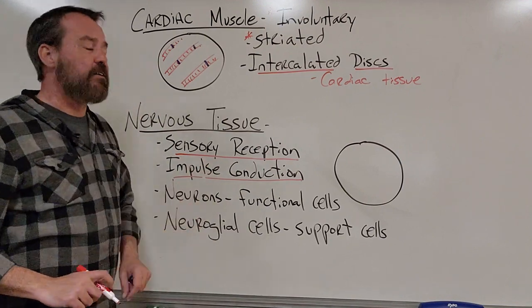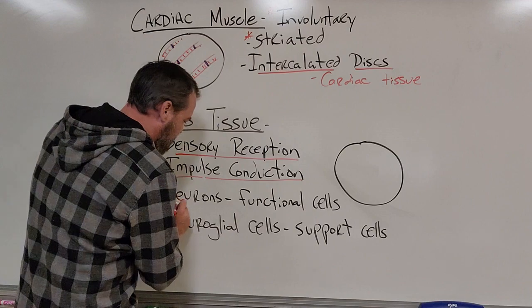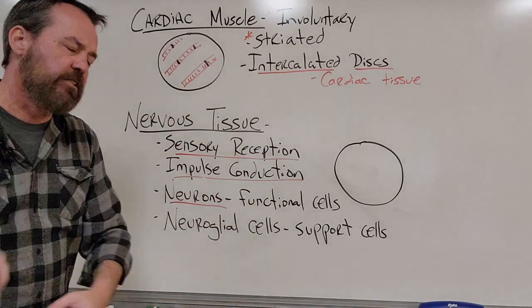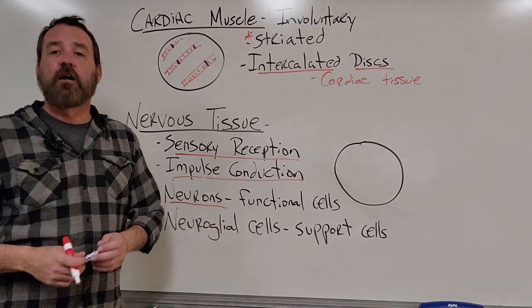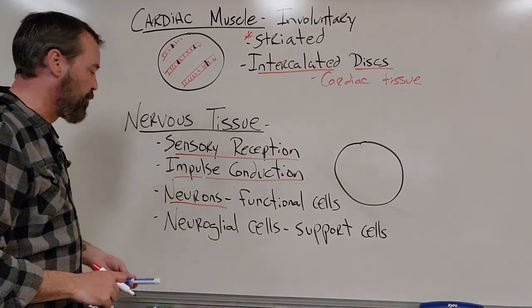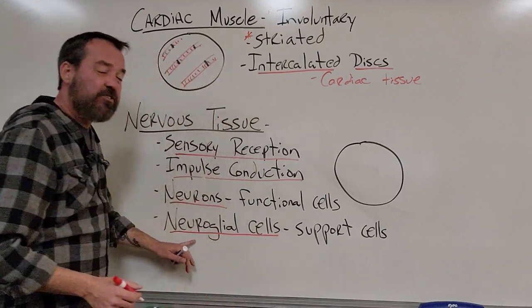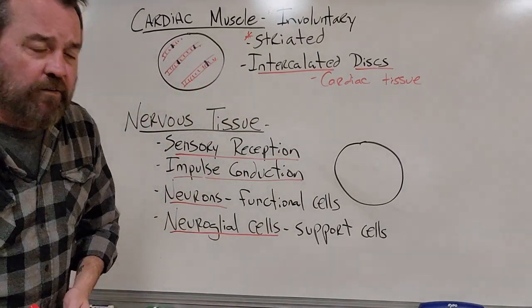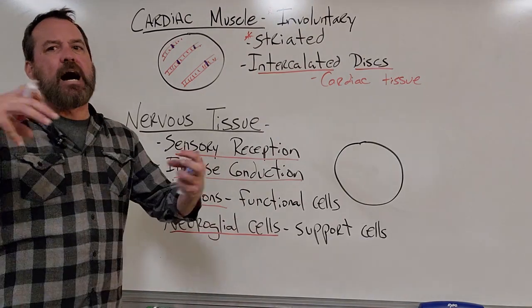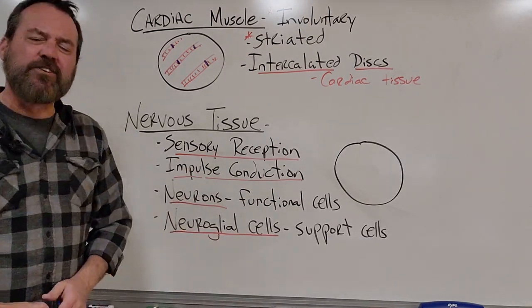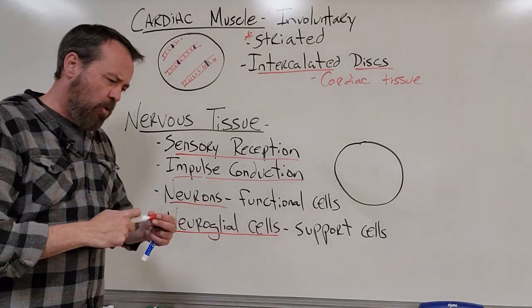So we have two types of cells in our nervous system. We've got neurons. These are the functional cells. These are the ones that are transmitting those nerve impulses. This is the one everyone automatically thinks of when we say nervous tissue. But we also have what's known as neuroglial cells. So these are the supportive cells for the nervous system, and they really help bind the entire nervous system together. Neuroglial cells, super important. Don't forget about them. They are the support cells.